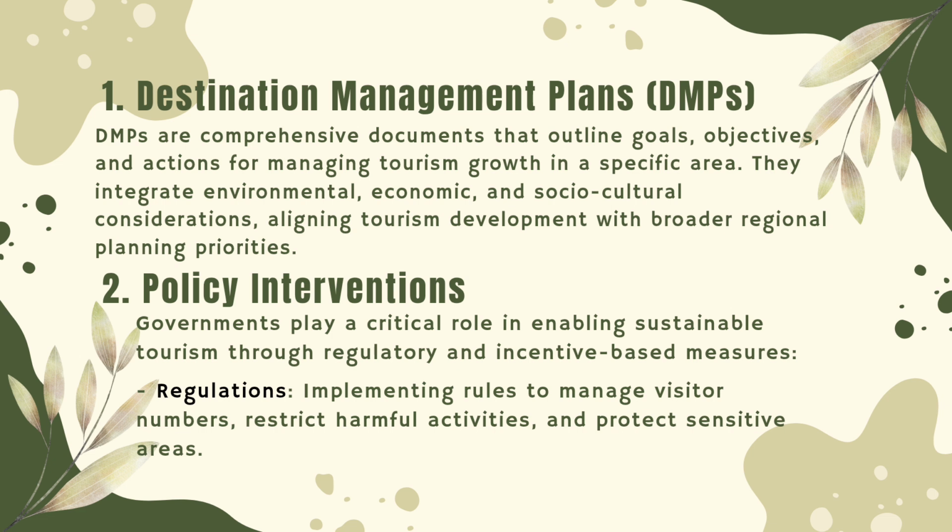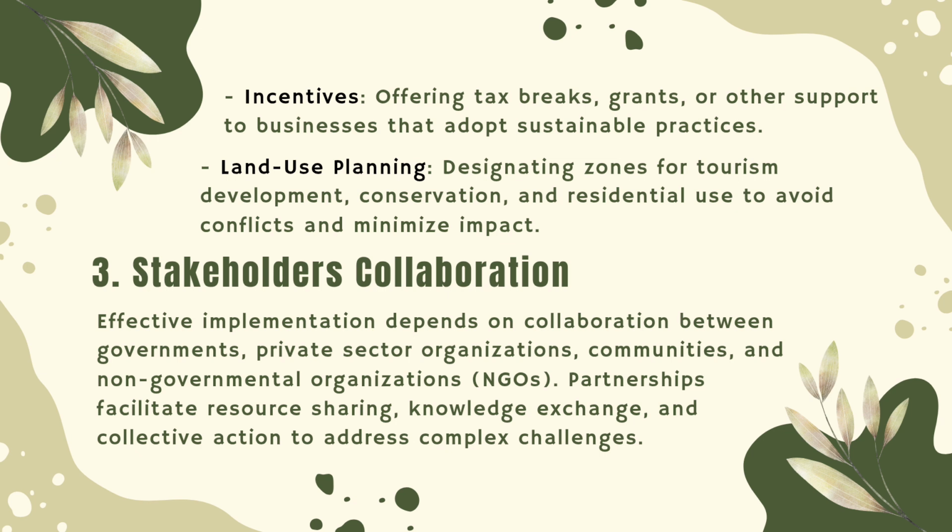And the second is policy interventions. It supports sustainable tourism through laws, regulations, and incentives. These policies encourage tourism stakeholders to adopt sustainable practices. Number 3, stakeholder collaboration. Effective implementation depends on collaboration between governments, private sector organizations, communities, and non-governmental organizations, or NGOs. Partnerships facilitate resource sharing, knowledge exchange, and collective action to address complex challenges.